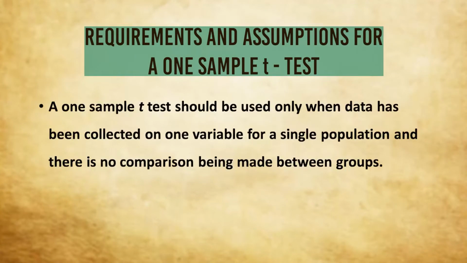Requirements and assumptions of a one-sample t-test. We have already seen the z-test has some requirements. There are some assumptions on which they are based. So obviously the t-test will be based on some assumptions and some requirements. A one-sample t-test should be used only when the data has been collected on one variable for a single population and no comparison is made between groups.